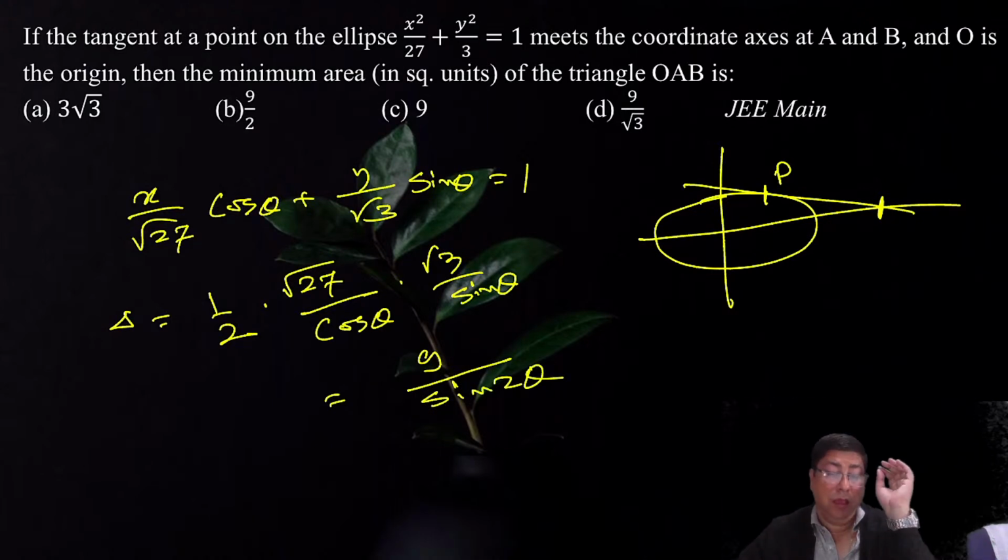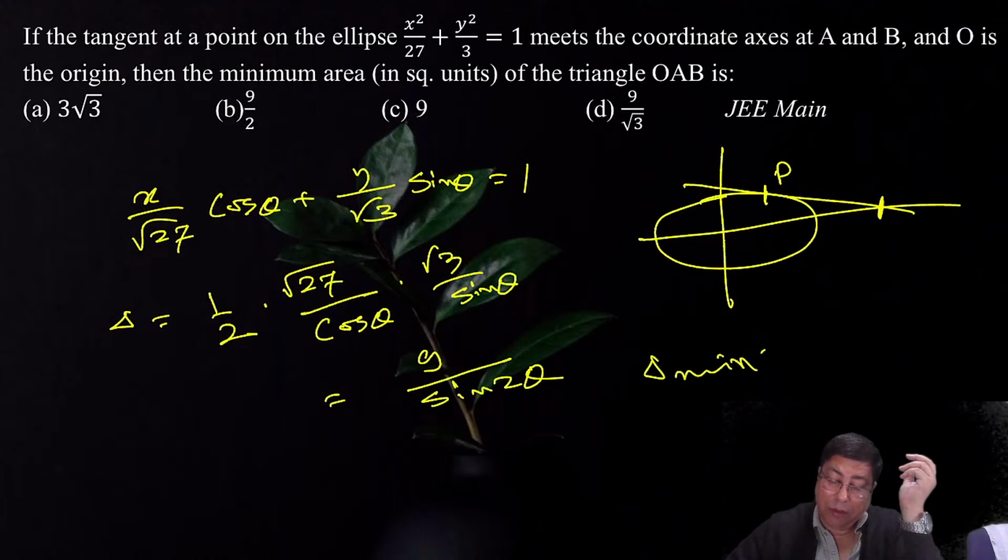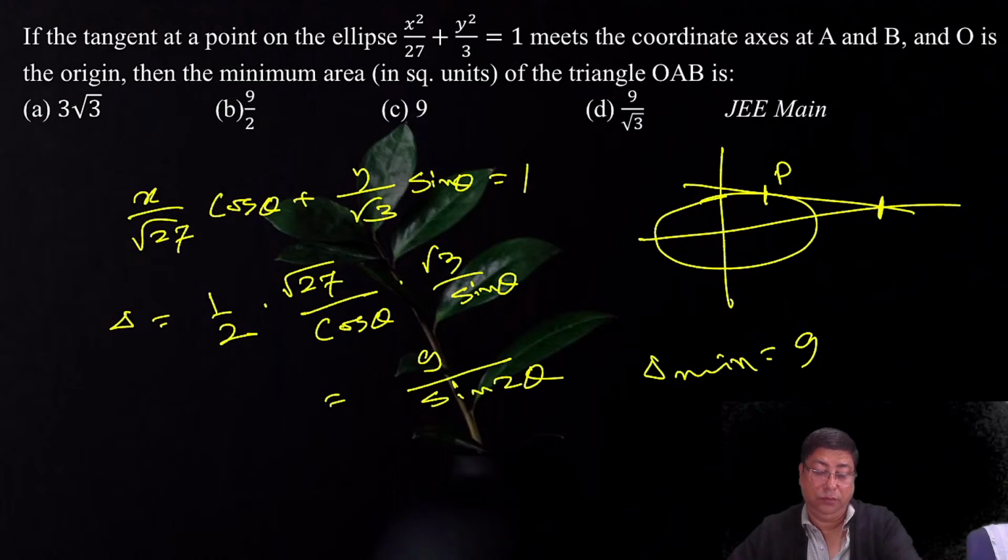Area is minimum when sin 2 theta is the maximum. Sin 2 theta is maximum at what? At sin 2 theta equal to 1. Therefore, minimum equal to 9. Easy sum and basic sum.